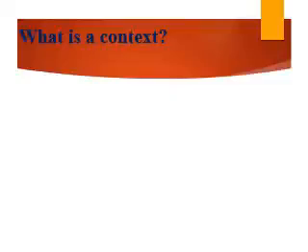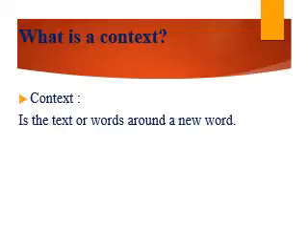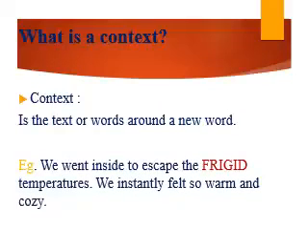What is a context? A context is the text or words around a new word. For example, we went inside to escape the frigid temperatures. We instantly felt so warm and cozy. If you noticed, the word frigid is in red. This is a word that we don't know the meaning of. But if we look at the context around it, you will understand the meaning.